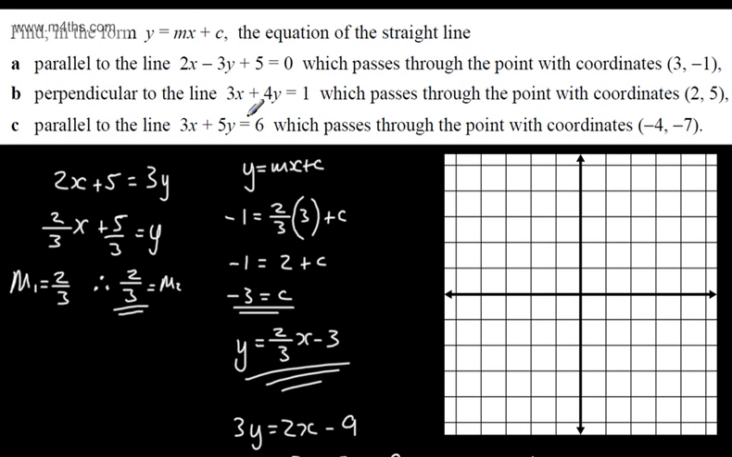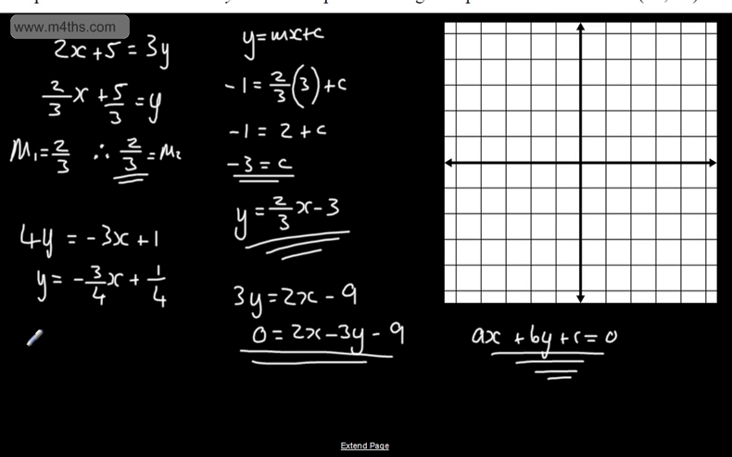Let's just quickly see if we can find the gradient of this one, and then hopefully you can see that it should be relatively straightforward to do. So 4y, subtracting 3x from both sides, will be equal to -3x plus 1. Dividing both sides of the equation by 4 will allow me to evaluate the gradient. Remember, as soon as it's in this form, y is equal to mx plus c, we can see the gradient. So that's going to give me 1/4. So we can say that m1, the gradient of this line, is going to be equal to -3/4.